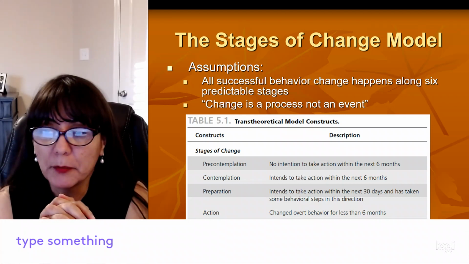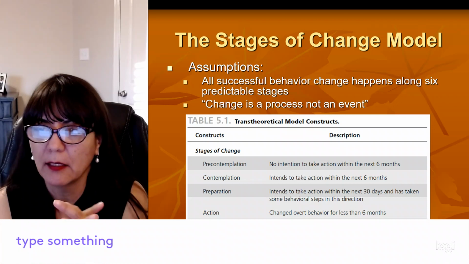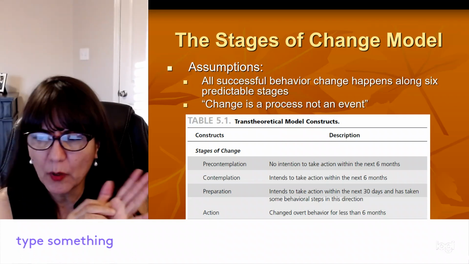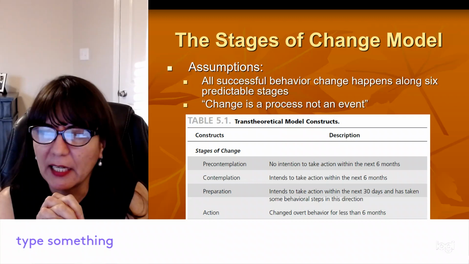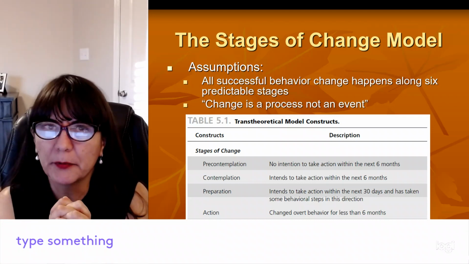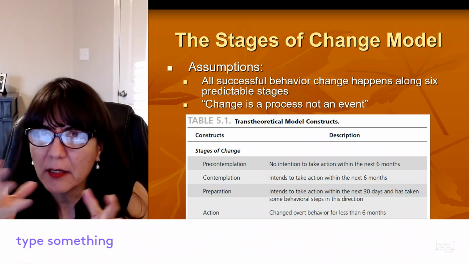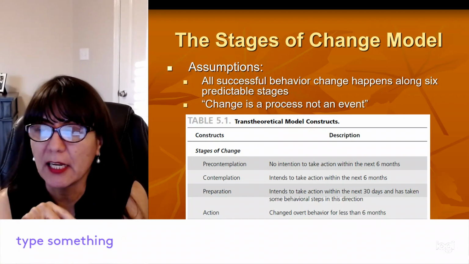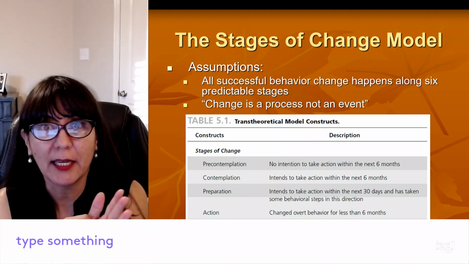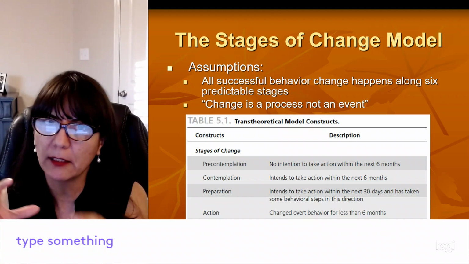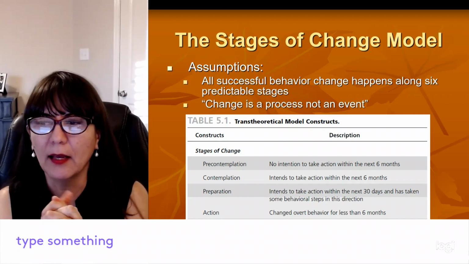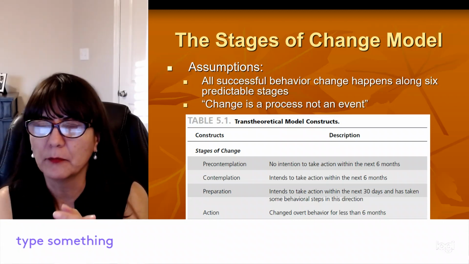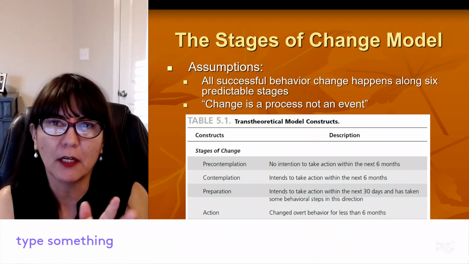The second stage is contemplation. In this mindset, the individual is thinking of taking action, but is not quite sure about it yet, and they're still deliberating. But there's some intention to take action in the next 6 months. Then we have the preparation stage, where the individual intends to take action. So now they're preparing to take action, usually within the next 30 days. And there's already some movement, some preparation, some strategies toward the behavior change. We'll talk more about that in a little bit.